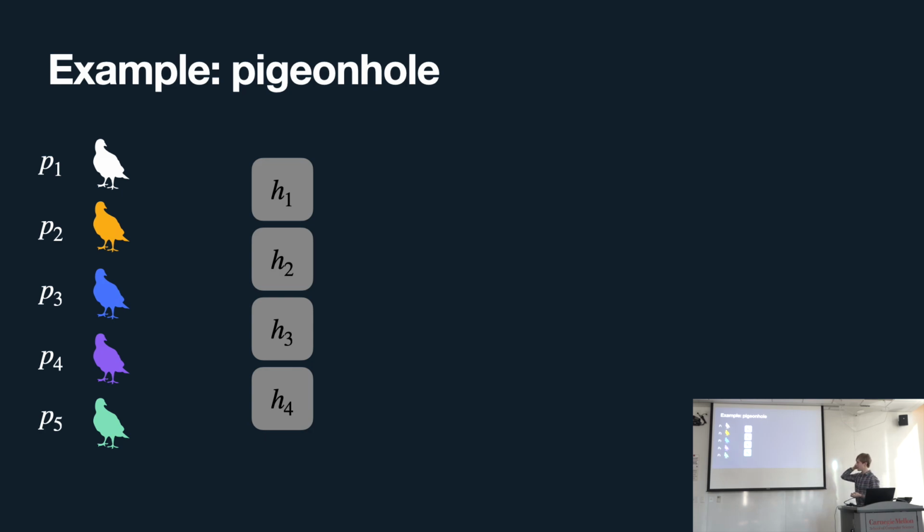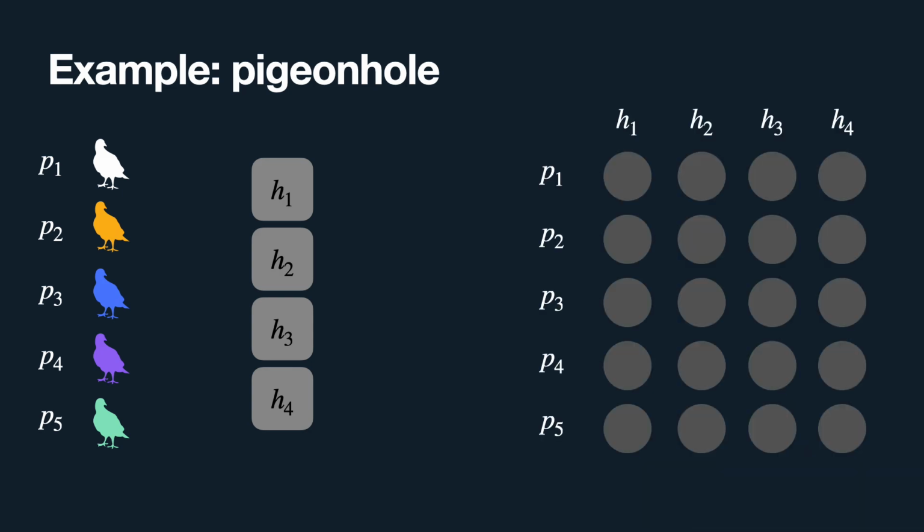So here we have 5 pigeons, and we want to fit them in 4 holes such that each pigeon has its own hole. This is an unsatisfiable problem because 2 pigeons will have to share a hole. So here we can represent this problem in Boolean logic by having a variable for each pigeon and hole combination. So here we have a grid of 20 variables representing any pigeon going in any hole. So for example, if we put pigeon 1 in hole 2, we would set that variable to true.